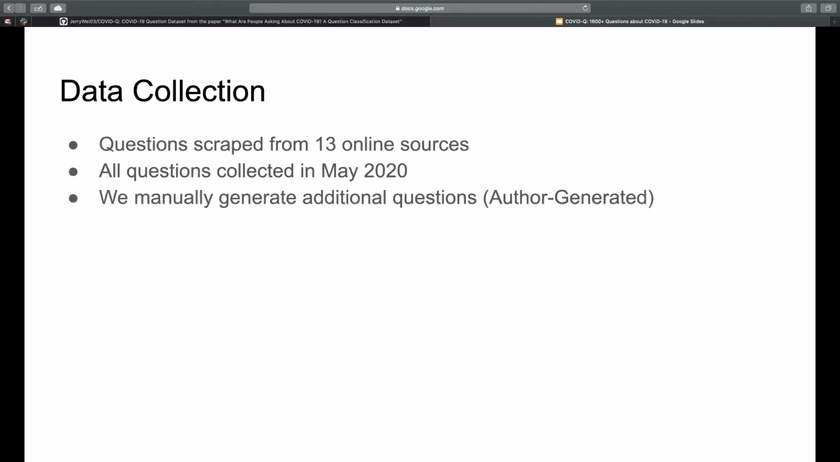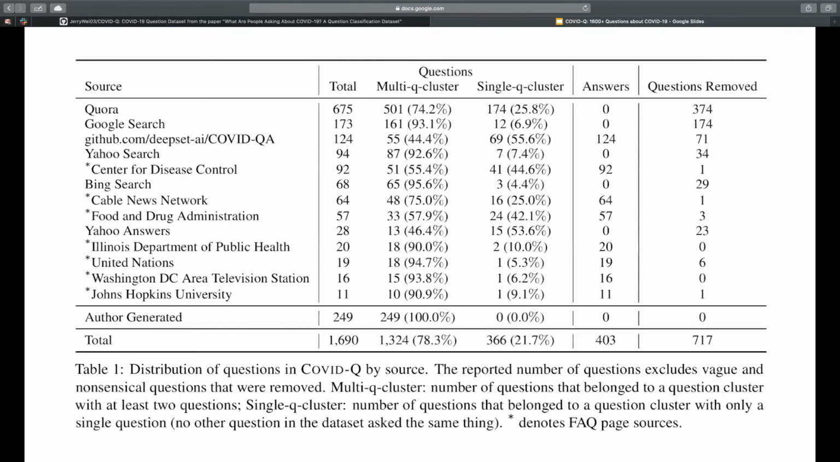So we scraped questions from 13 online sources, and all of our questions were collected in May 2020. In order to make our dataset as large as possible, we also manually generated some additional questions. So if you'll take a look at the first and second columns here, you'll see that our sources include crowdsourced websites like Quora, Google Search, Yahoo Search, and Bing, and that these crowdsourced websites had the most questions, and they're at the top of this table here.